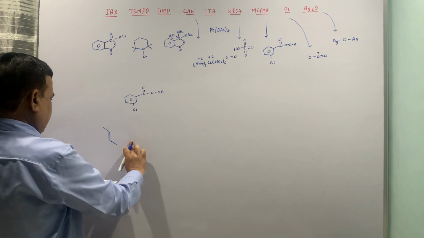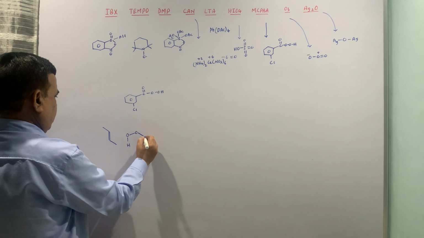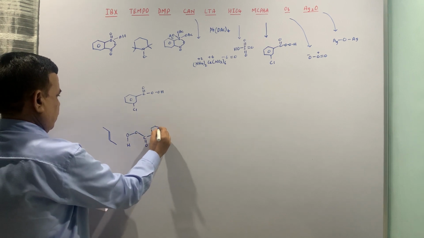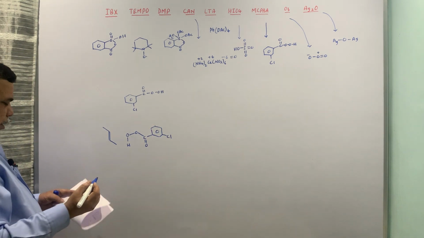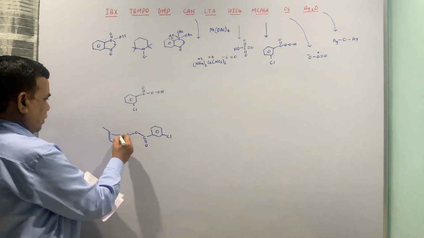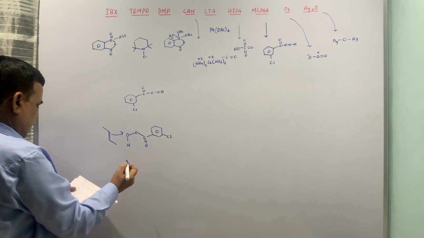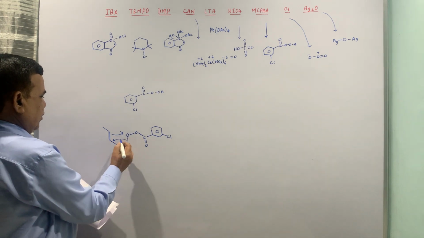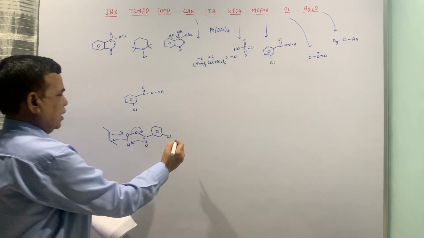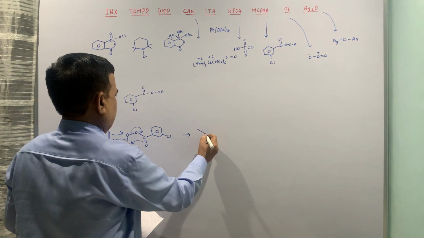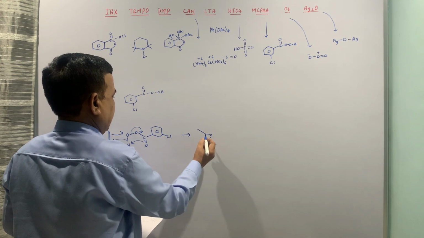Let me put it as it appears: OH, O, C double bond O. This is your metachloroperbenzoic acid. Now what happens is, we have seen that this is plus delta, this is minus delta, so the double bond attacks there. This comes here, this comes here, this goes here. So this is a concerted type mechanism, and you can see that there is a formation of epoxide.